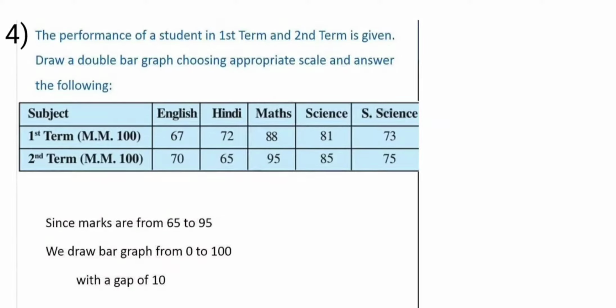Next is the performance of student in first term and second term are given below. Draw a double bar graph choosing appropriate scale and answer the following question. So here the subjects English, Hindi, Math, Science and Social Science, and first term, second term, out of 100 marks, following marks are given in a table. Okay, so using this table you will represent this data on the graph. Since marks are 65 to 95, we draw the bar graph from 0 to 100 with a gap of 10.